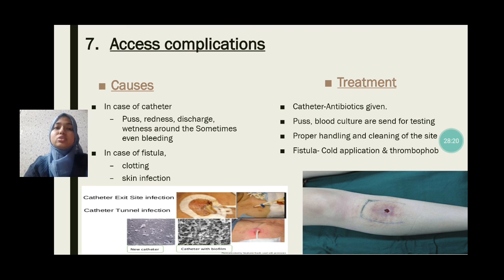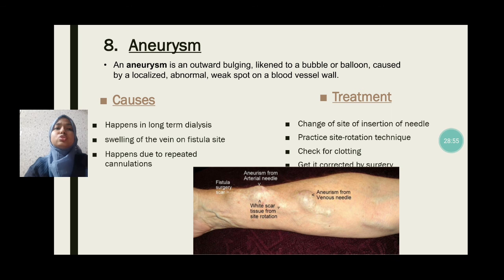Okay, and in case of fistula, it may be clotting. If the needle is poked, then it may show clotting or skin infections. So what is the treatment? In case of catheter, antibiotics should be administered. Pus or the discharge which is coming out from it needs to go for testing, and proper handling and aseptic technique should be used with the catheter insertion site. Okay, and in case of fistula, cold application and thrombophobes. If there is a clot at the needle insertion point, then thrombophobes are used.